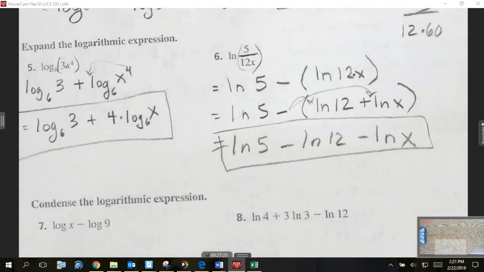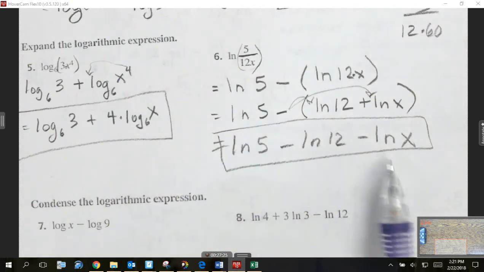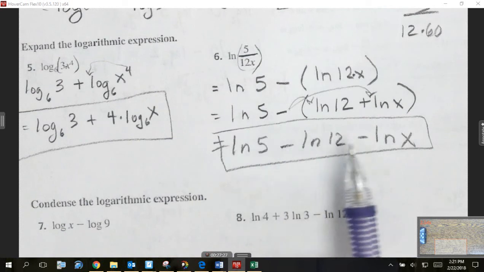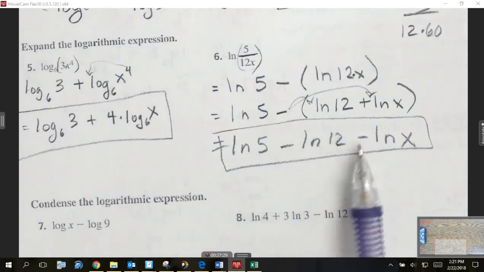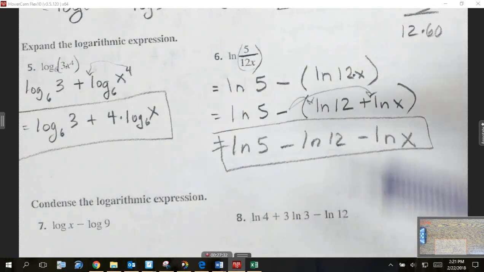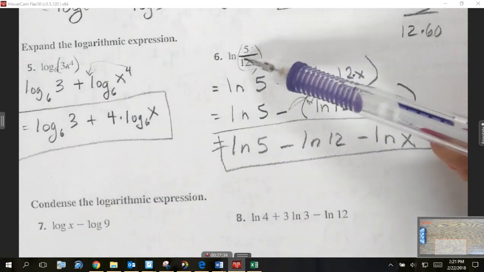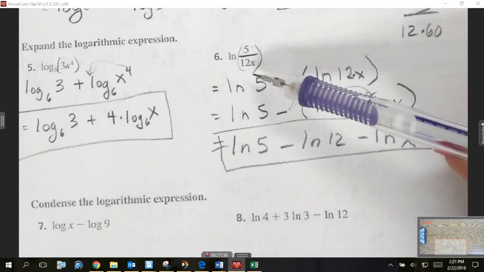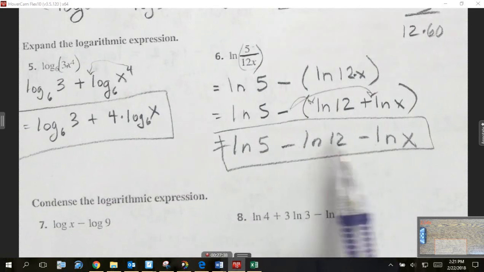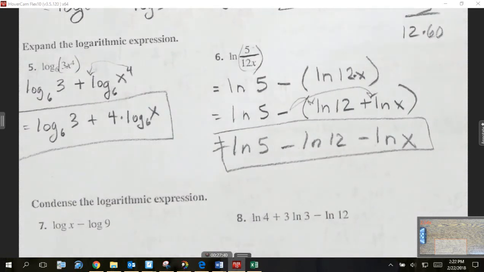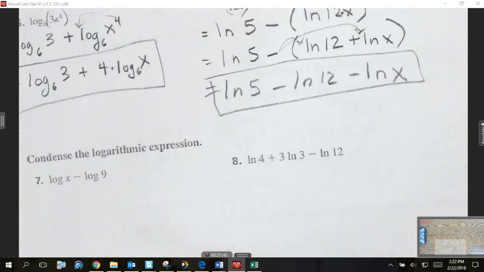Now I can go back and look at my original and tell you this is why it works. Anything that has a minus is going to be on the bottom. So you look at the very original question, since it's 5 and it's divided by 12 and divided by x, both of those get the minus, because they're both being divided. That'll be the trickiest thing to have.